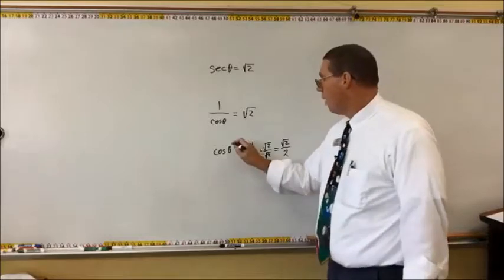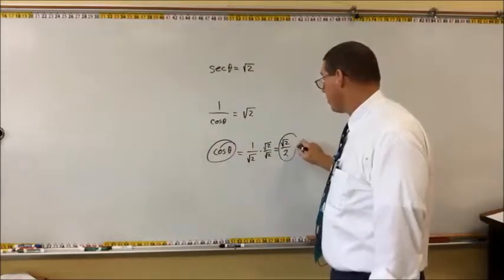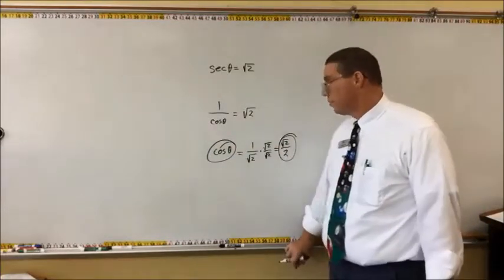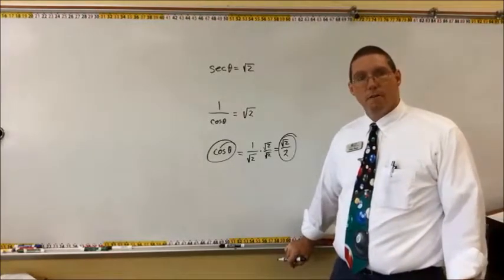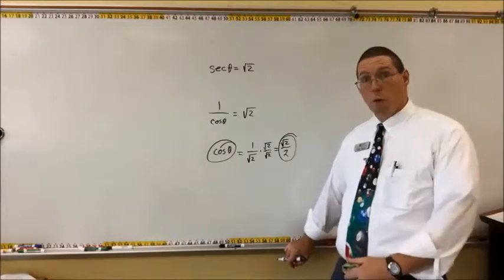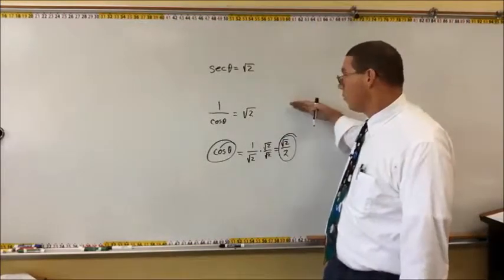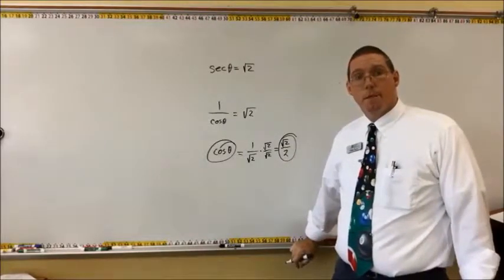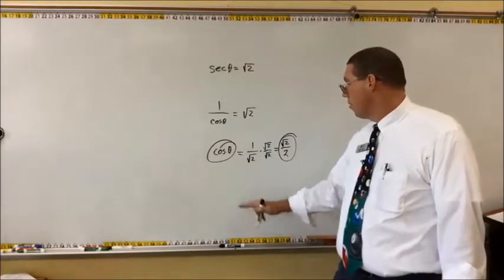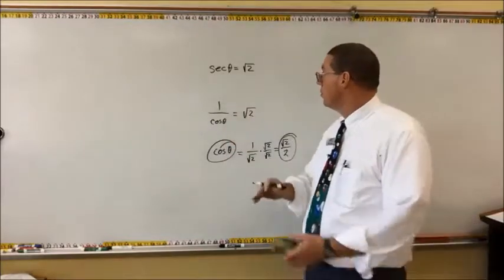And so, where is cosine of theta? This is the same thing as asking where is cosine of theta equal to the square root of 2 over 2. Well, that's two places. Pi over 4, right? And in the fourth quadrant, so pi over 4, and then in the fourth quadrant at 7 pi over 4. Okay? And so, that's a way that you can do secant.